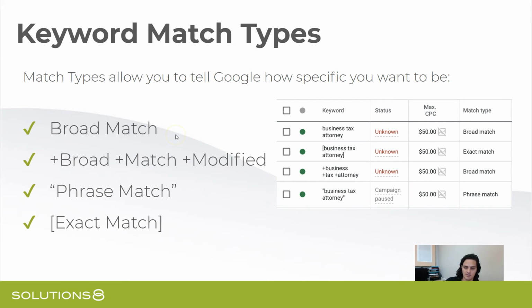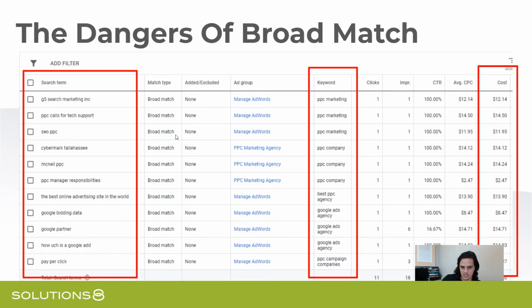But for the most part, what ends up happening with broad match is this. This is a broad match campaign that we ran, just testing how well Google was going to be able to match up broad. So you'll see the keywords here: PPC company, best PPC agency, Google Ads agency. Really straightforward. And then you'll see what they gave us. So for PPC marketing, we got G5 Search Marketing Inc. And I paid $12 for that.